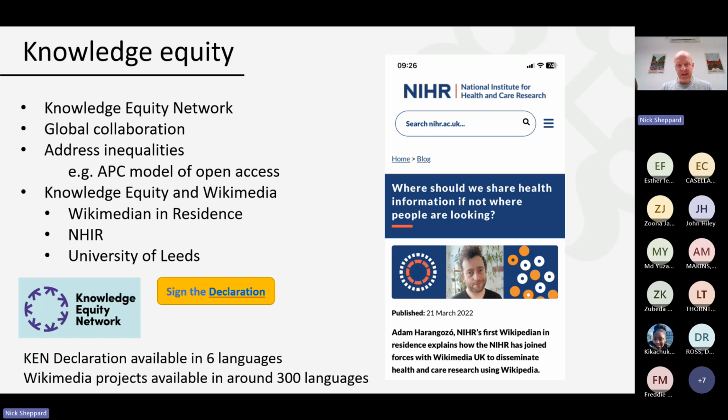I've already mentioned the APC model of open access is an obvious example, whereby historically perhaps colleagues in the global south wouldn't be able to afford to access research behind a paywall. Increasingly now they can't potentially afford to actually publish research. So, different problem. Equity is still an issue.